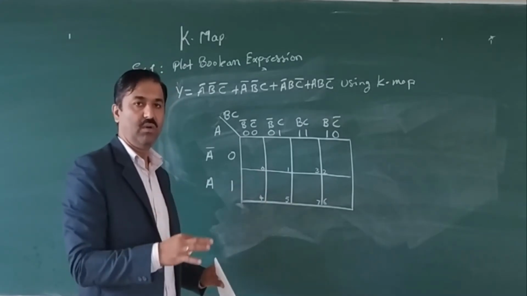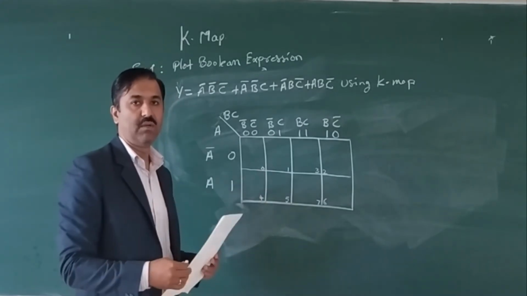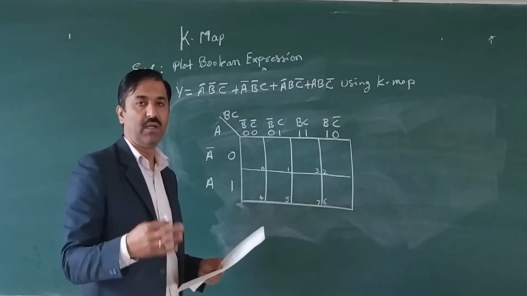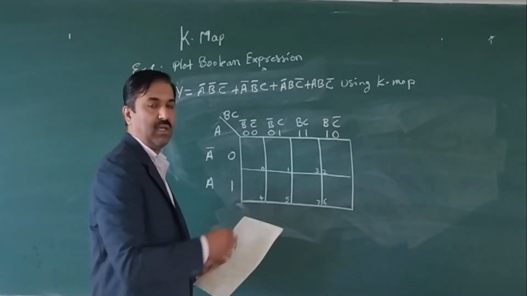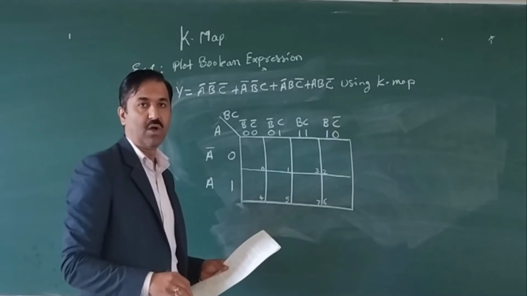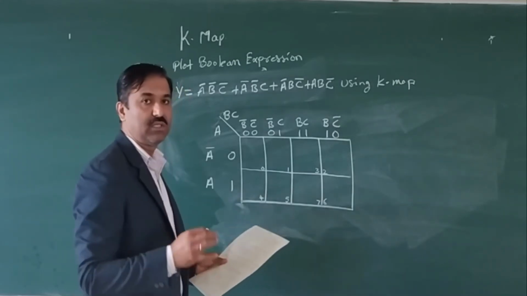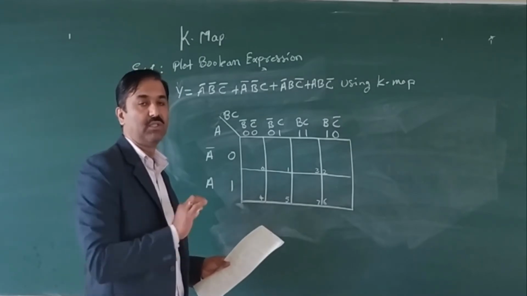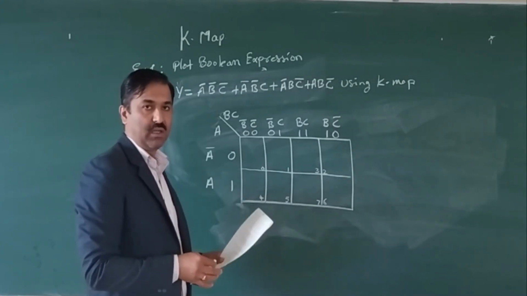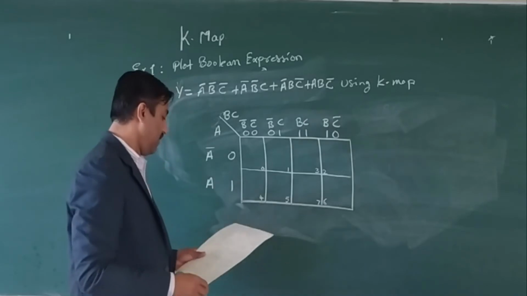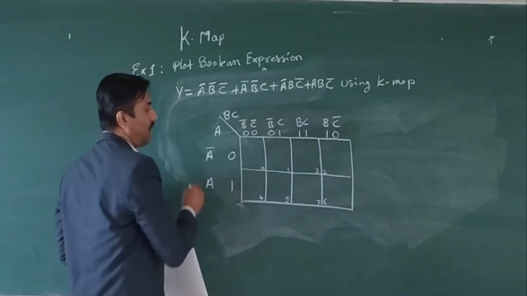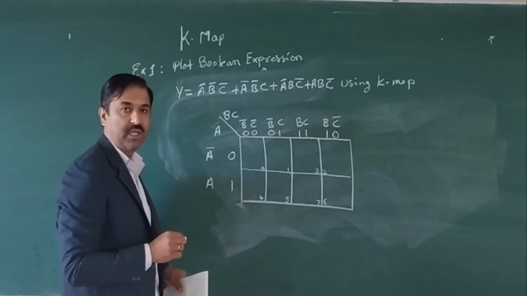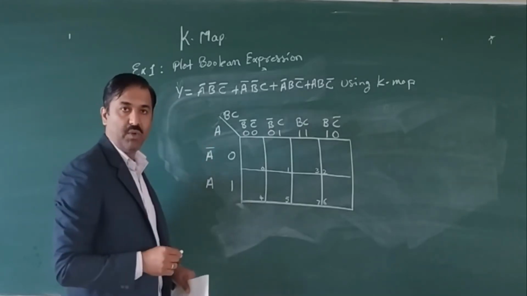Initially, for your practice, I will be using the numbering of cells. Later on, once you have practiced sufficiently with different examples, the numbering of cells is optional. This is just for our reference, so that we do not put a 1 in a cell which is not present in the given function. Now, let us start plotting the ones in those cells which are part of my Boolean expression.